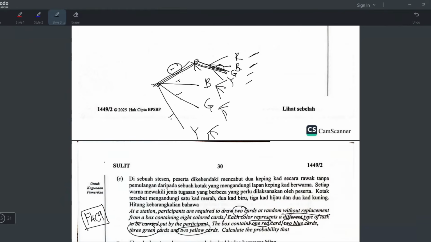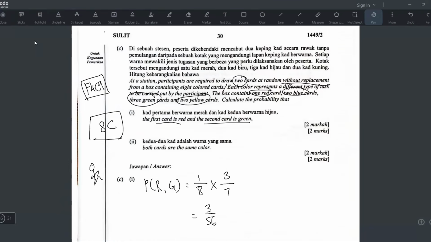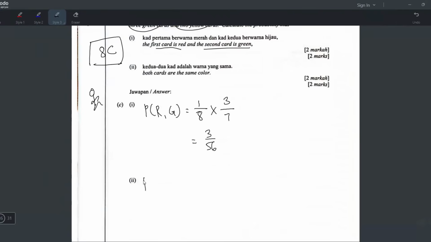Out of all this, that's the only outcome that has the same color. So red, red, blue, blue, green, green, yellow, yellow. So I'm just going to do the probability of red, red, plus the probability of blue, blue, plus the probability of green, green, and then the last one is the probability of yellow, yellow.